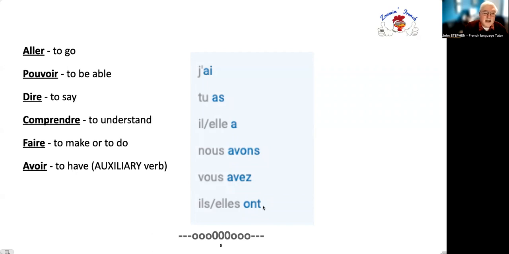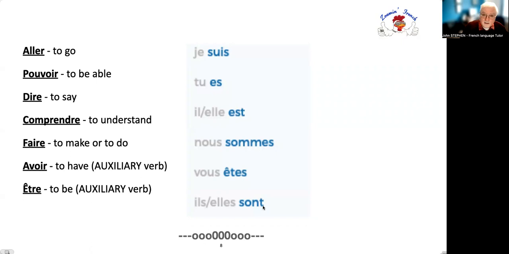Notice, please, that avoir starts with an A, a vowel, and the je changes into a J apostrophe, so that it just becomes j'ai. So j'ai, tu as, il a, nous avons, vous avez, ils ont. Okay.